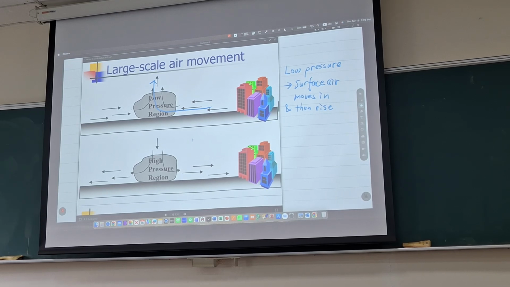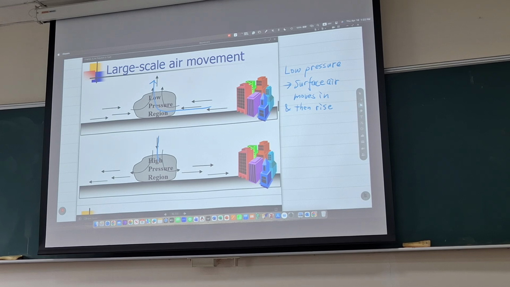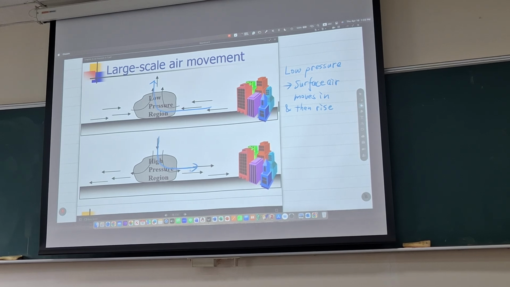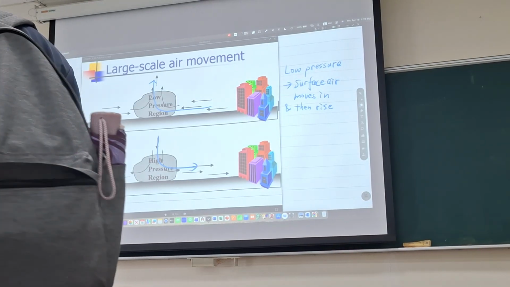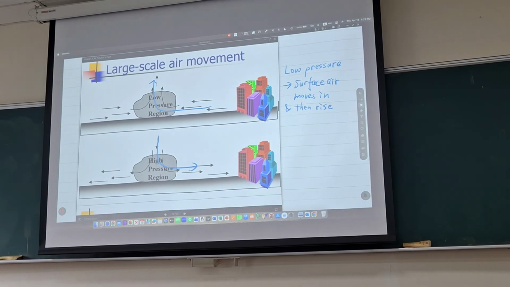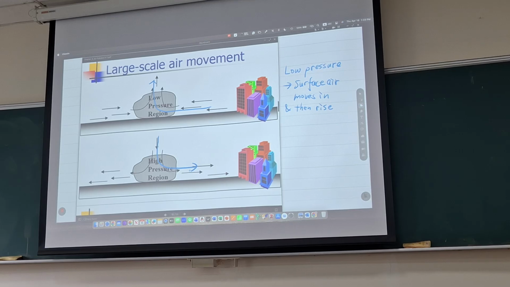So in the opposite, in this bottom figure, the center is a high pressure region. So the air moves downwards from above into the high pressure area. Okay? So after sinking, the air spreads outwards at the surface. So this usually suppresses cloud formation and is often associated with more stable weather.